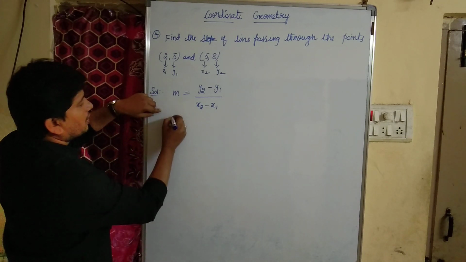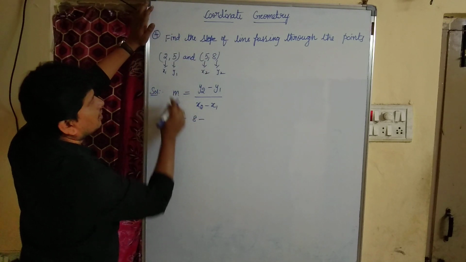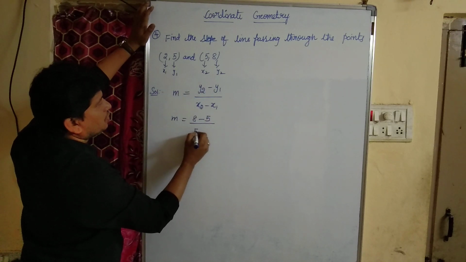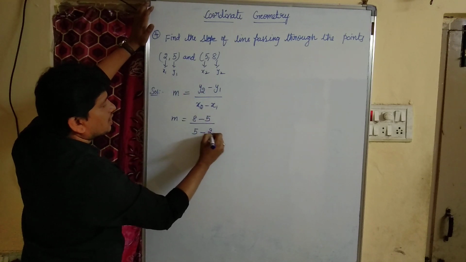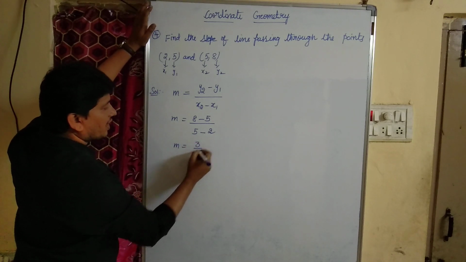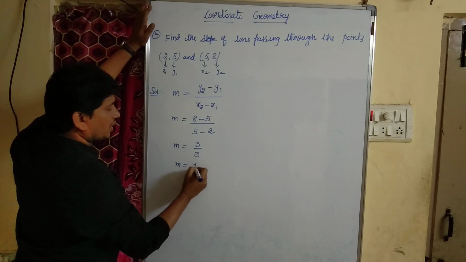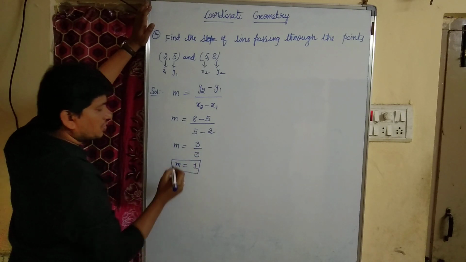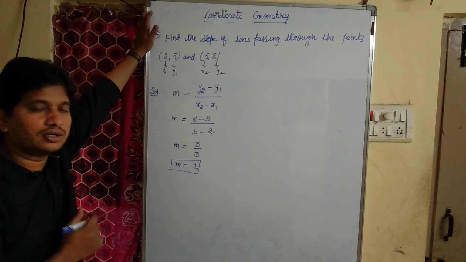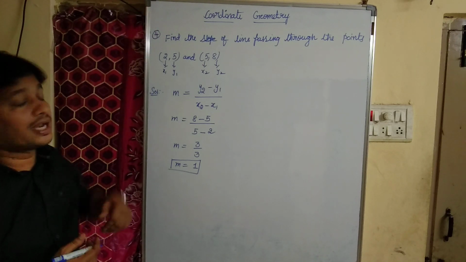Right? Simply we have to substitute: in the place of y2, we substitute 8, minus y1 5, x2 5, x1 is 2. So m equal to 8 minus 5, 3, divided by 5 minus 2, 3. So 3 divided by 3, which is equal to 1. What is the slope of the line? m equal to 1. In general they may ask the question in another way also.